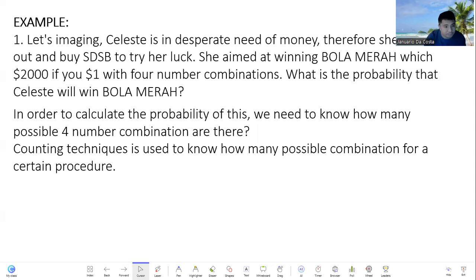All right, Favanyo, read this for us. Let's imagine Celeste is in a desperate need of money. Therefore, she went out and bought a SDSB to try her luck. She aimed at winning Bola Mera, which is $2,000 if you win $1 with 4 number combinations. What is the probability that Celeste will win Bola Mera? Do I continue? All right, that's it.